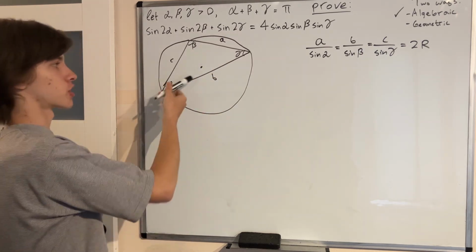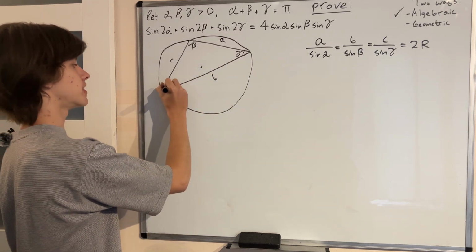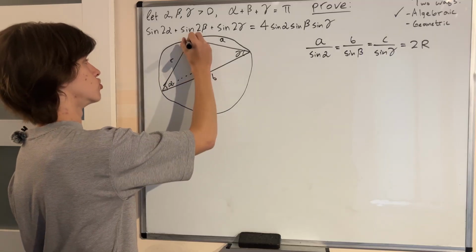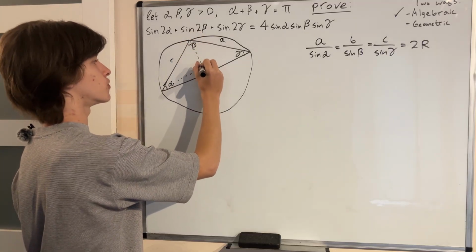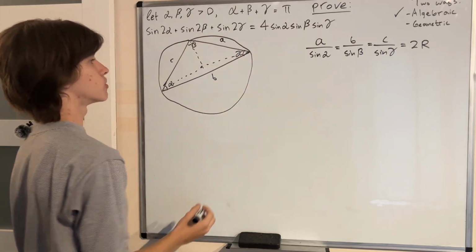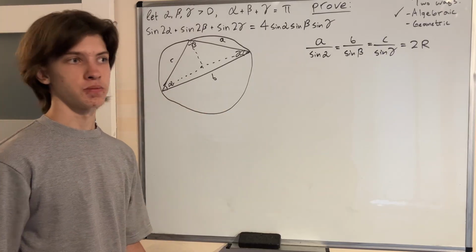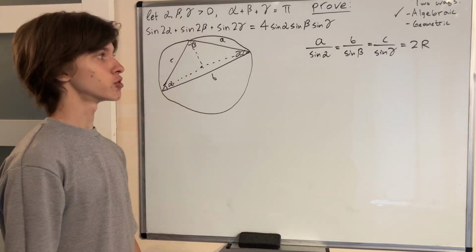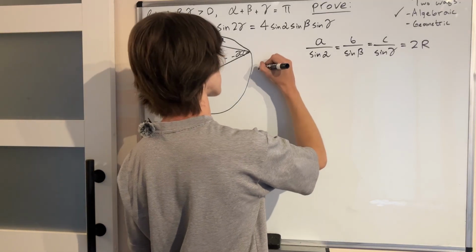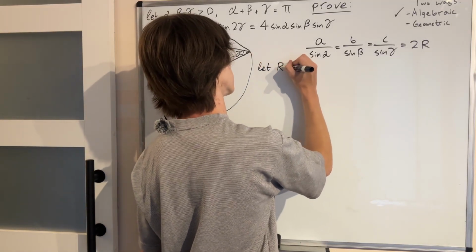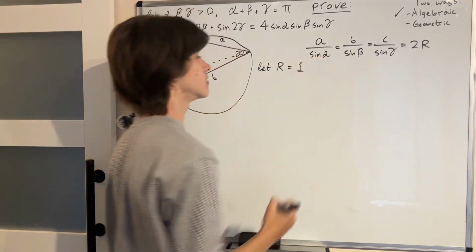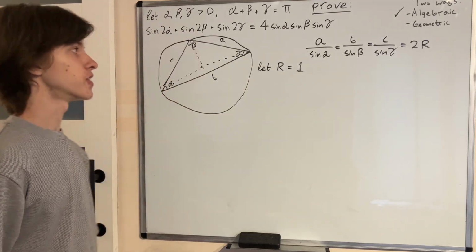The circumcenter is right here, and then we can connect these line segments to each vertex of the triangle, which will equal the circumradius, these lengths. And for the sake of proving this identity, we could work with variables here, but let's have this r equal to 1. This will make all of our calculations much easier to work with.